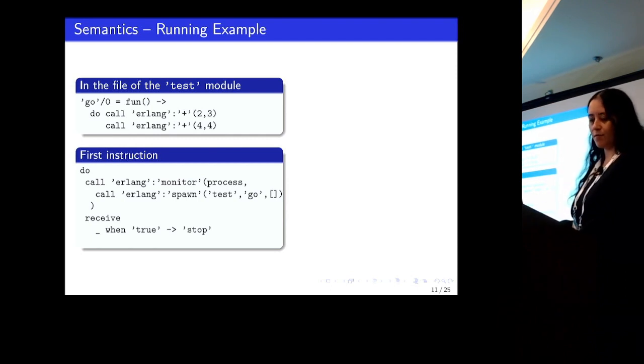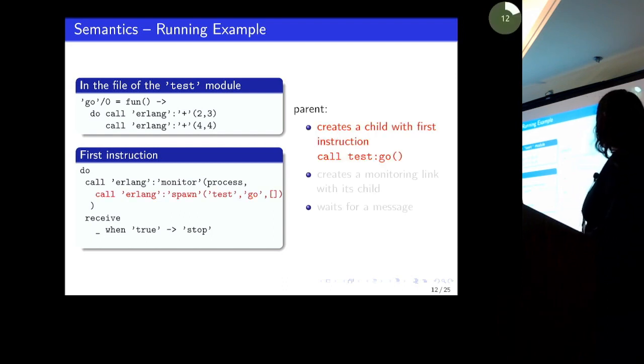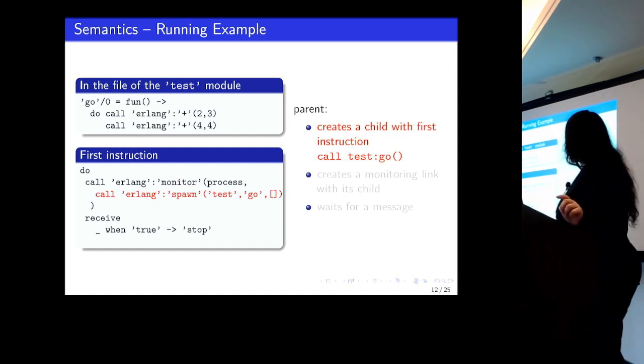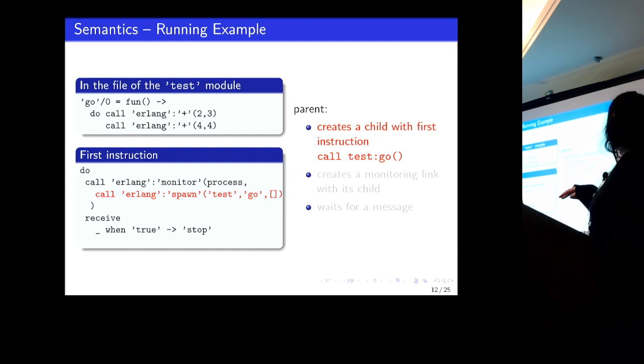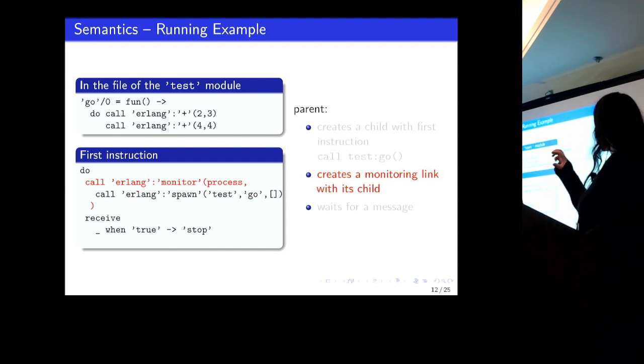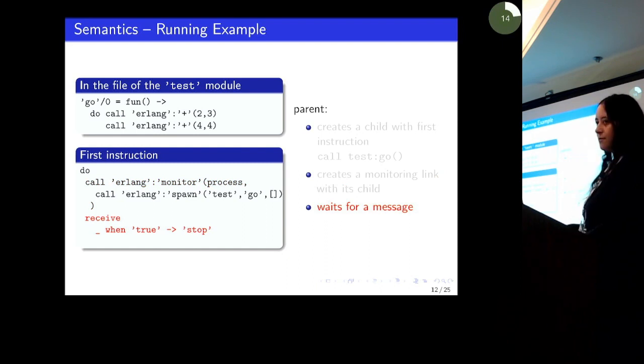And let's say that we have a process, which I will call parent, and its first instruction will be this thing. The behavior I want to show is that the parent will first, with the instruction in red, create a child process, which will have as first instruction a call to a function go from the module test. Then it will create a monitoring link with its child, and then it will wait for a message.